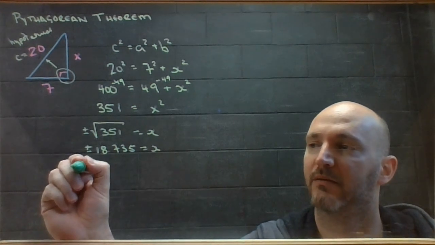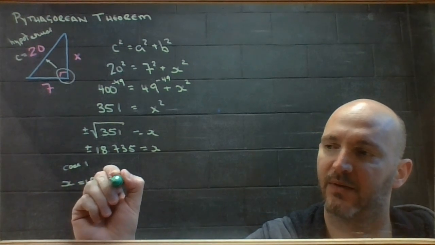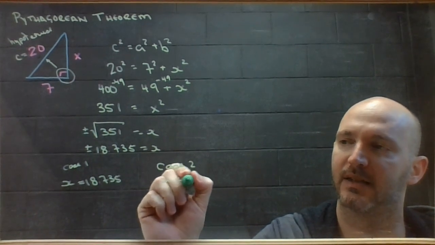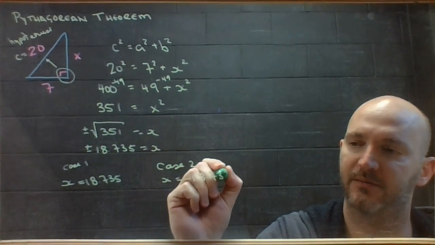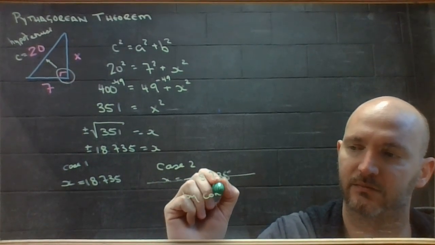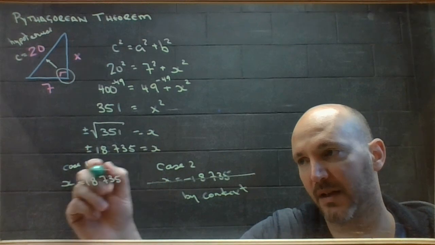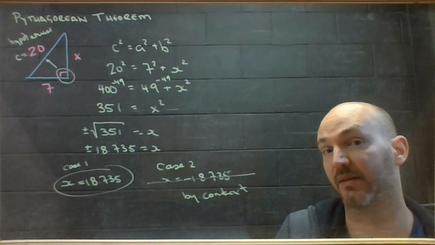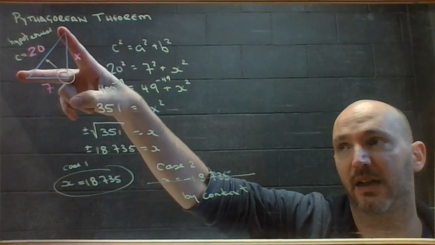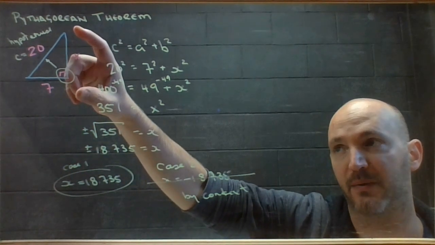So case 1, x is 18.735, and case 2, x is negative 18.735, which we're going to reject by context. So this side here must be 18.735 units, whatever the units they're measured in. The only way for a length of 7 and a length of 20 to meet at a 90-degree corner is if this side is 18.735 units long.